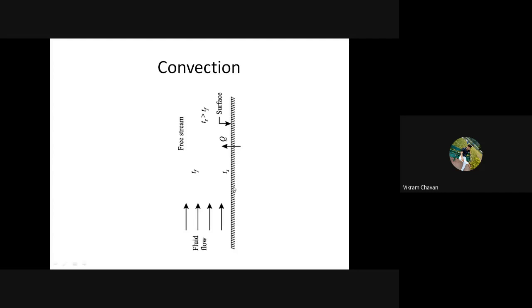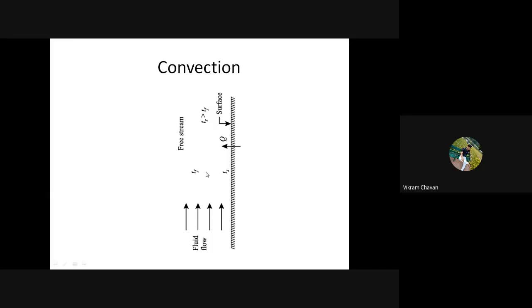Consider that this plate is hanging in your room and is maintained at temperature Ts, which is greater than Tf. Temperature Ts is the temperature of the plate, or the surface temperature of the plate, which is maintained at a higher temperature than the surrounding air temperature. Tf is the surrounding temperature of the fluid, and here we have to consider the fluid as air.